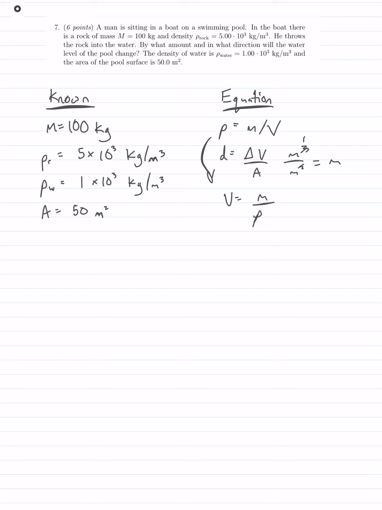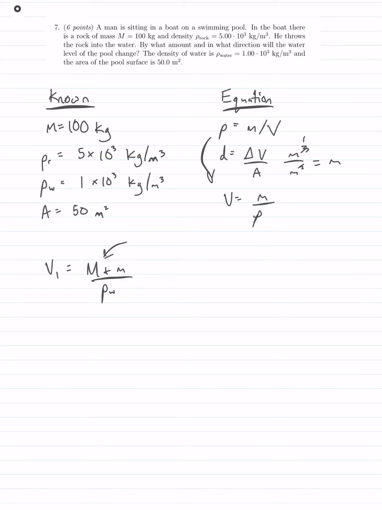And look at the question. It says, by what amount, in what direction will the water level of the pool change? Now, what we care about is the change in volume before and after the rock goes into the water. Now before the rock goes into the water, let's have a big M and a little m. The big M will be the boat and the person, while the little m will simply be the rock. And the density that we're going to use is the density of water. The reason we use the density of water is because at this point, the pool has nothing in it except for water. So density of water is the only thing that causes the displacement to happen.